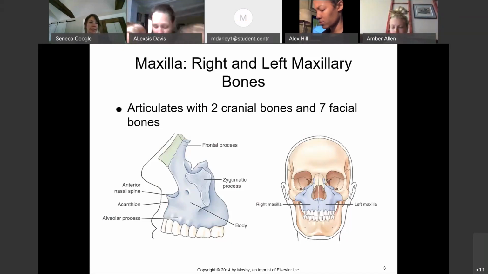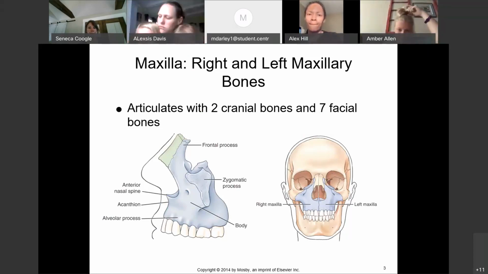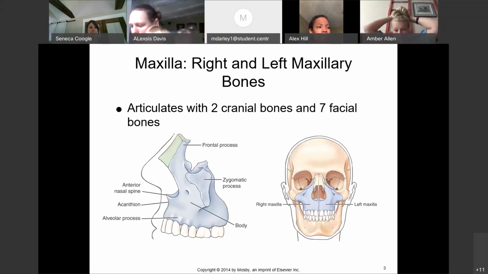The frontal process obviously projects upward along the lateral border of the nose, along the frontal bone. So that one's fairly easy to remember. The zygomatic process projects laterally to unite with the zygoma. Now remember, you also have a zygomatic process off of the temporal bone. So don't get those two confused. It was easy to get confused when I was in school. I had to really, really sit down and separate both of those.